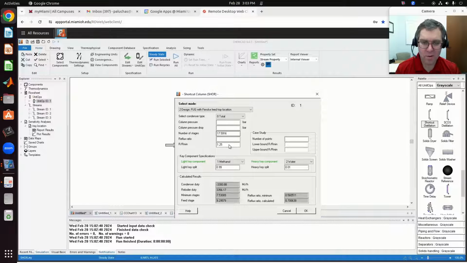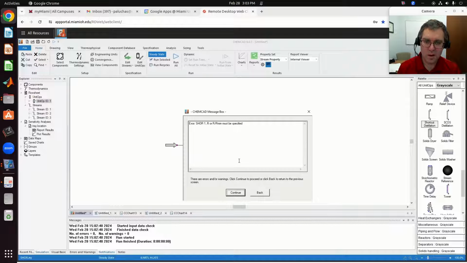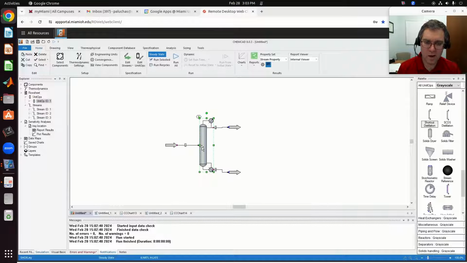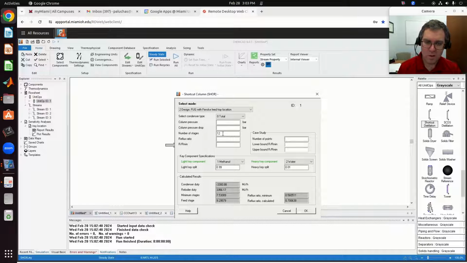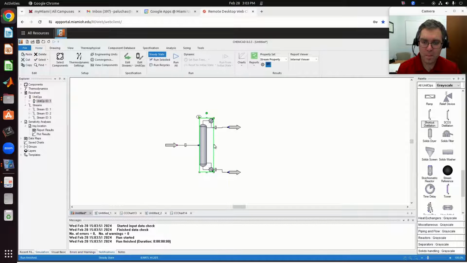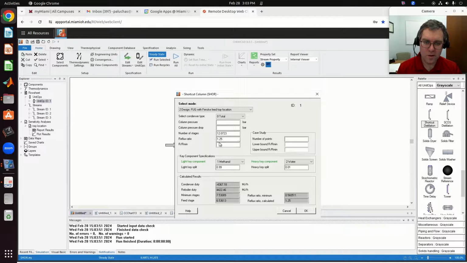But yeah, what did I specify again? Let me try something. If I just were to specify a number of stages of 12, no, it doesn't work. You need to specify R or R over R min. So my reflux ratio is like what we're given in the problem, 1.25. And if you specify a value of 1.25, it tells you the number of stages. So with a reflux ratio of 1.25, the optimal number of stages is 12.